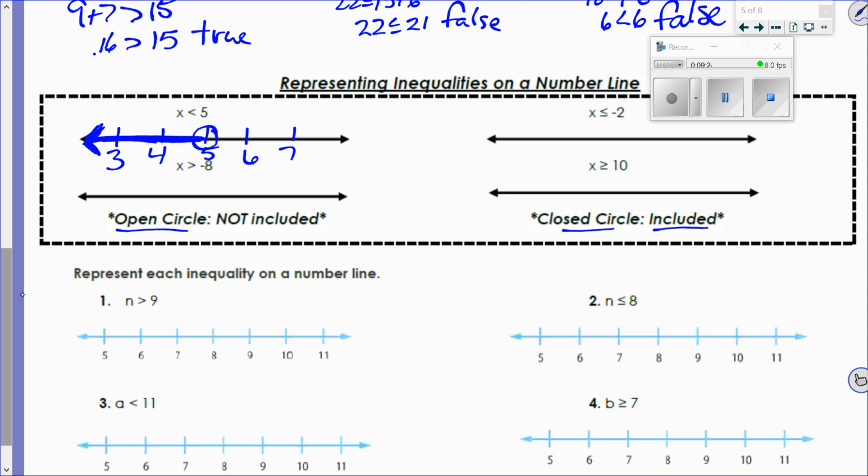X greater than negative 8. So I'm going to start my number line at negative 8. Now, one big one to remember, because I'm starting on a negative number, is the integers' absolute values get smaller as I go right.